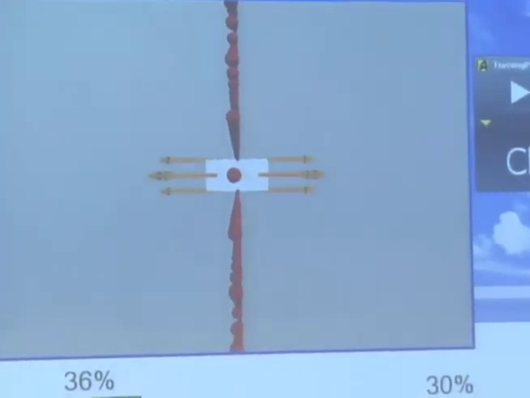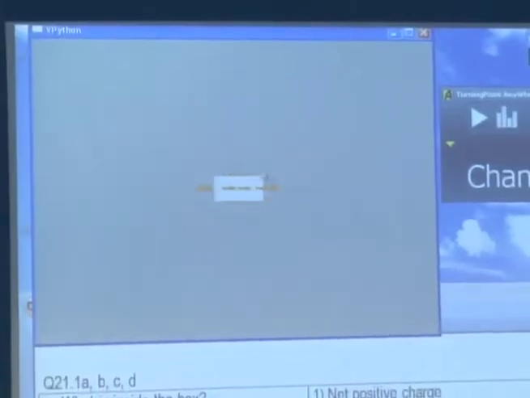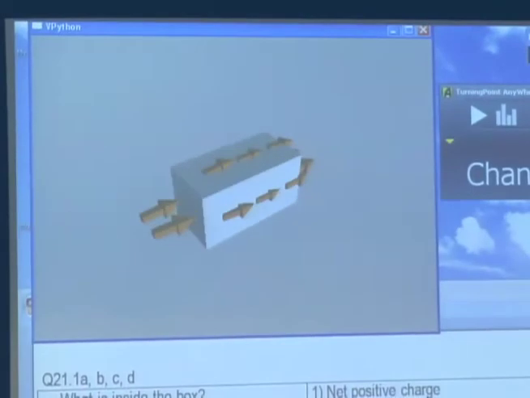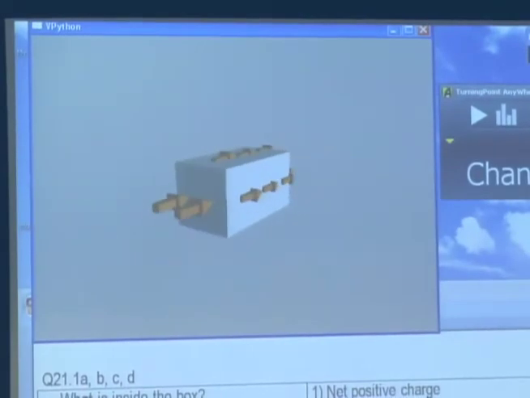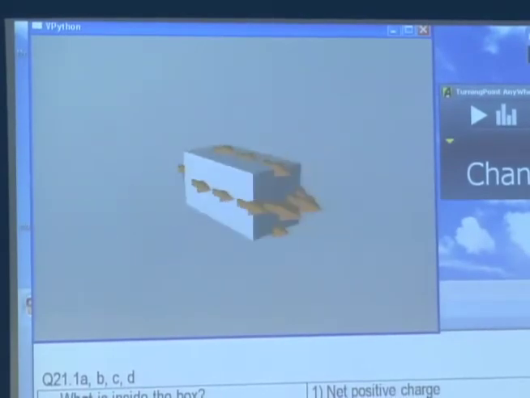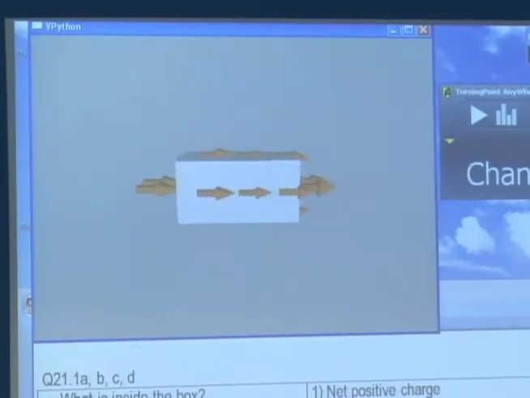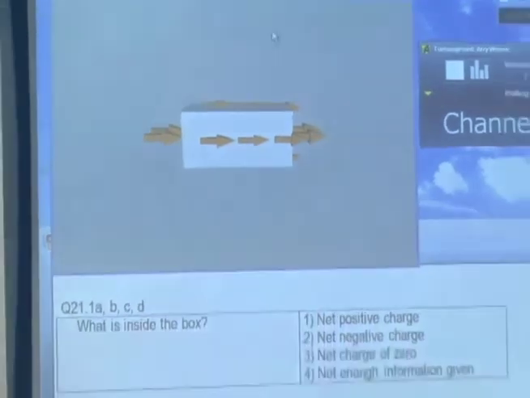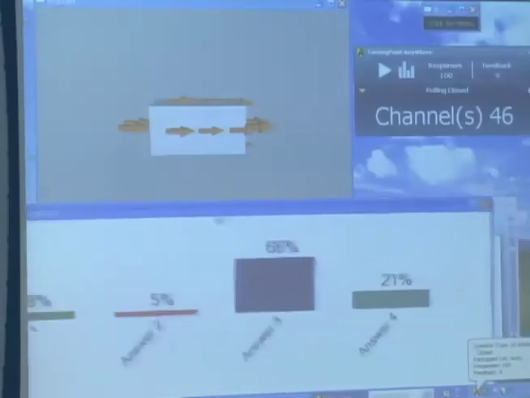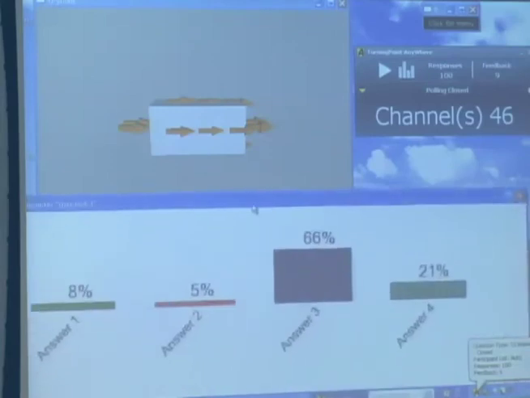What about this one? Okay, so here we have electric field kind of pointing inward on this side, outward on this side, and parallel to the surface of the box, just about on every other surface. What is inside in this case? Okay, so we have a majority vote for a net charge of 0.